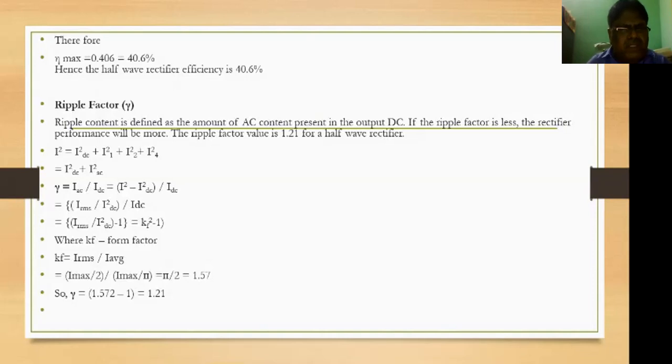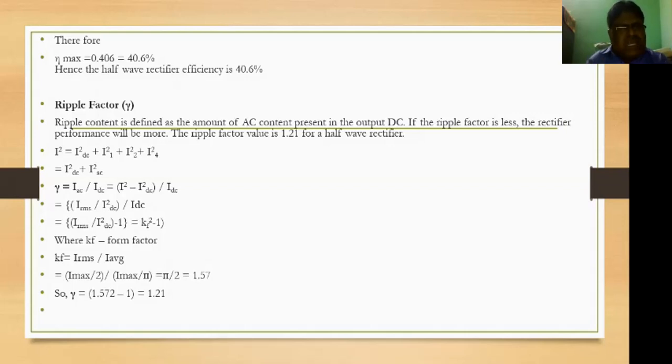All of you know the form factor. So here form factor is equal to I RMS divided by I average. I average means I DC. You know, previously you already found the DC, I average.